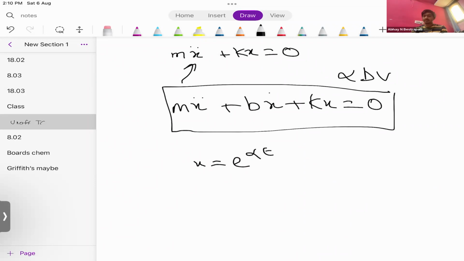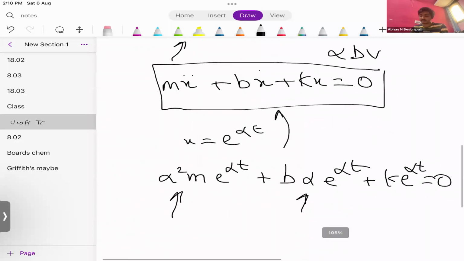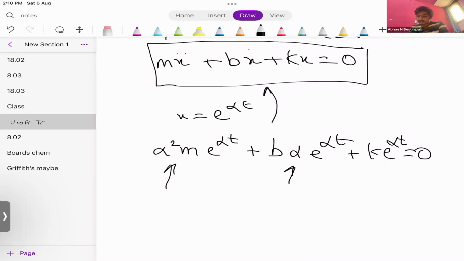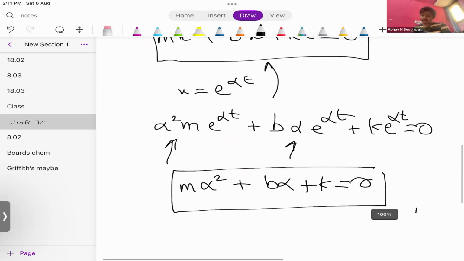And we get something really cool when we plug this into the above equation. What do you get? You get alpha squared m e to the power alpha t plus b alpha e to the power alpha t plus k e to the power alpha t is equal to 0. Alpha comes out once here because it's differentiated once, and alpha squared comes out twice here because it's differentiated twice. You can cancel the e to the power alpha t because that can't be 0. So you basically get m alpha squared plus b alpha plus k equals 0. So you get two solutions for alpha.